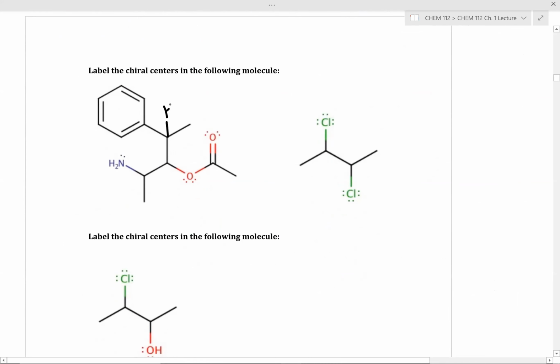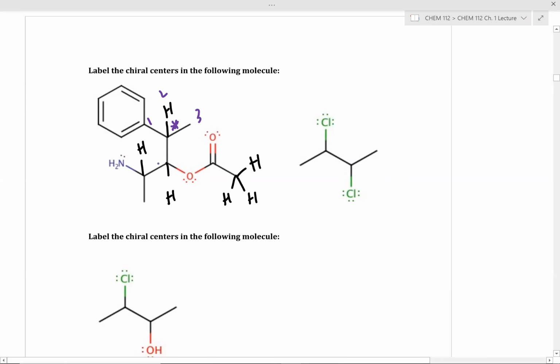So just like always, I'm going to draw out each of my implied hydrogens. This really helps me see if I have 4 different substituents. So looking first at this benzylic carbon, we have 1, 2, 3, 4 different substituents, and I can't see any symmetry plane or axis of symmetry. So this first center is a stereocenter.